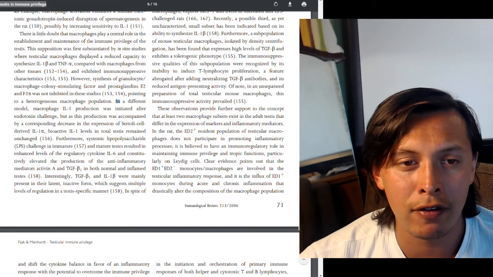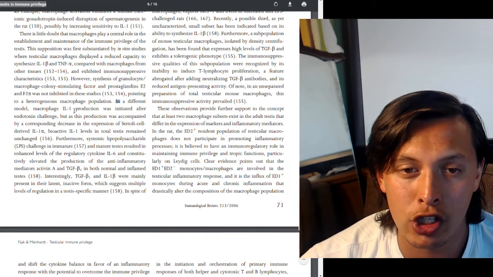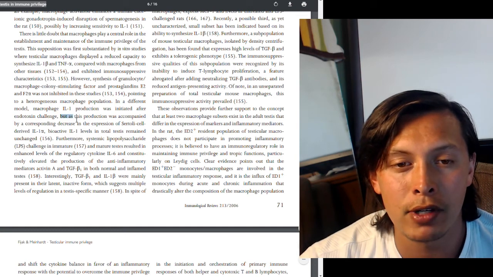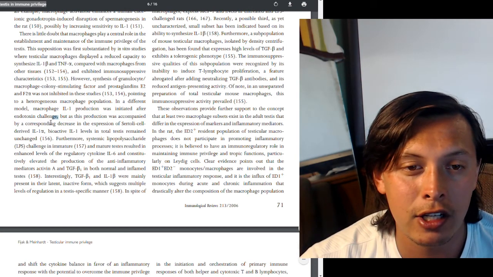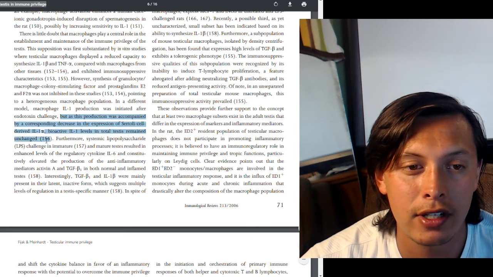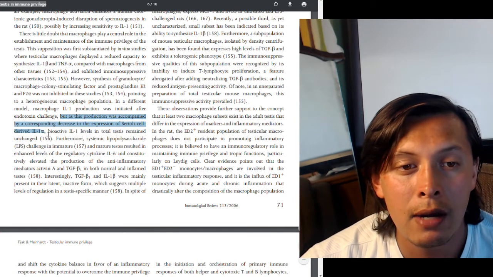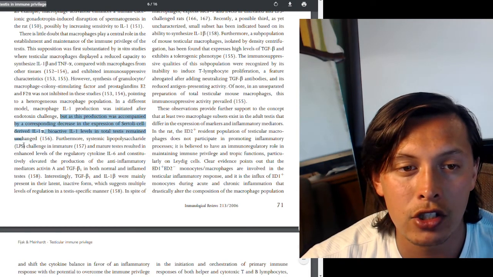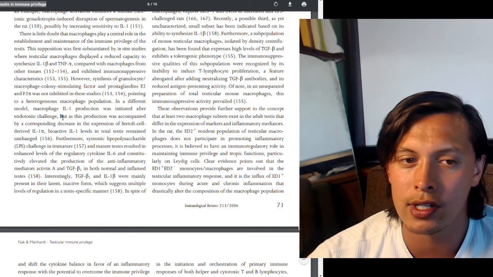In a different model, macrophage interleukin-1 production was initiated after endotoxin challenge, but as this production was accompanied by a corresponding decrease in the expression of Sertoli cell-derived interleukin-1 alpha, bioactive interleukin-1 levels in total testes remained unchanged. Oh, okay, so interesting.